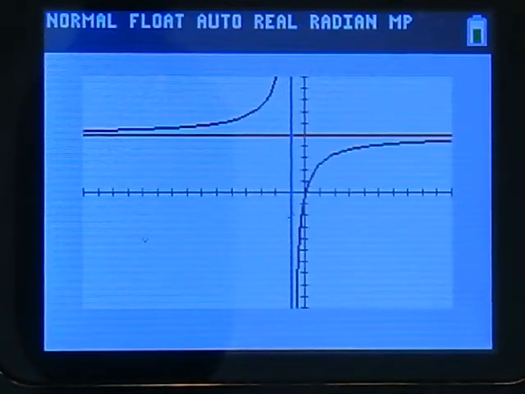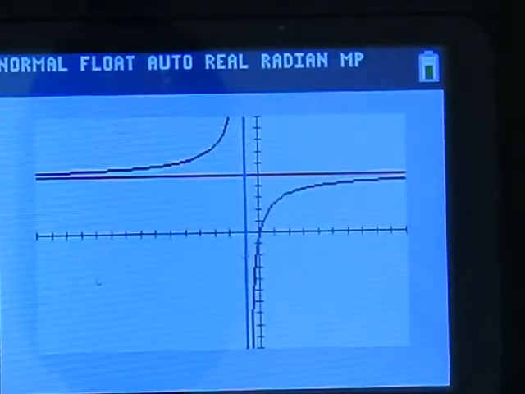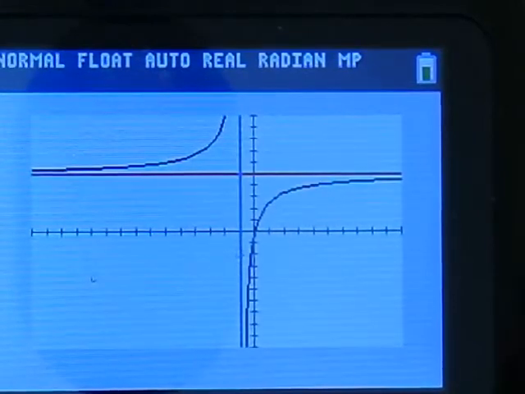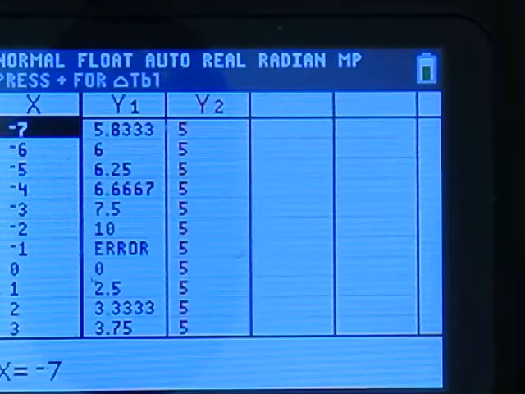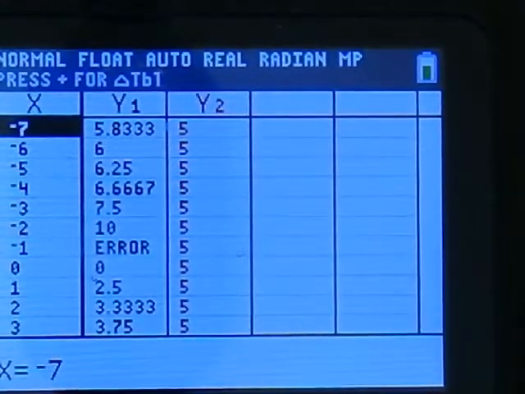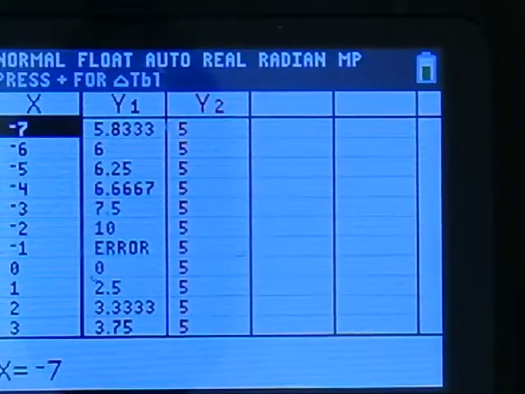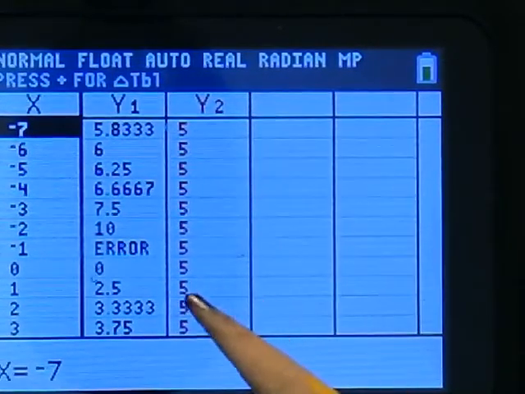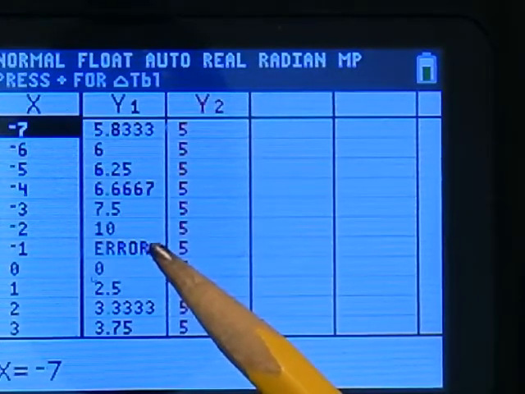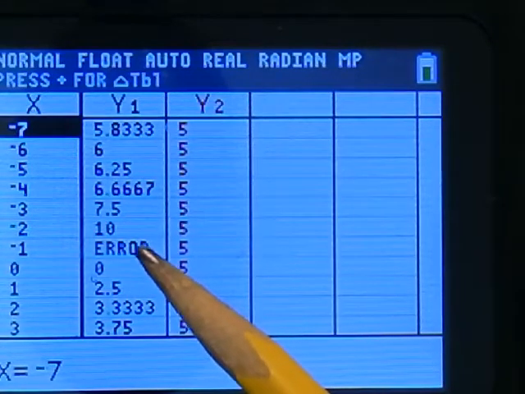Okay. Now, if I wanted to graph this thing manually, I'd like to know some points. So let's go to table. So second table, and there it is. Just ignore the Y2 column because that was that horizontal line. We're just looking at the Y1 column. Now we know our vertical asymptote was at -1. There it is. It says error. Well, why is it saying error? It says that because dividing by 0 is an illegal operation in math.